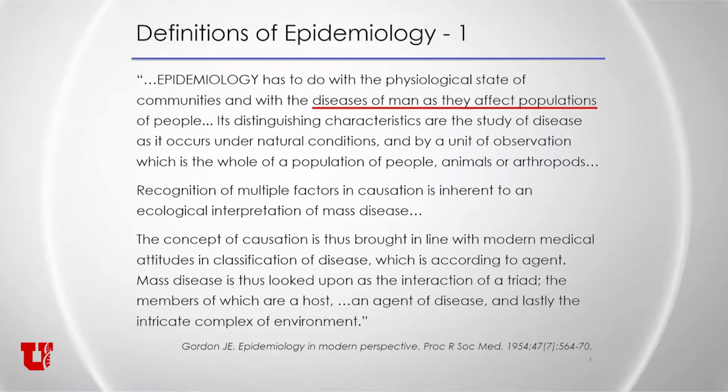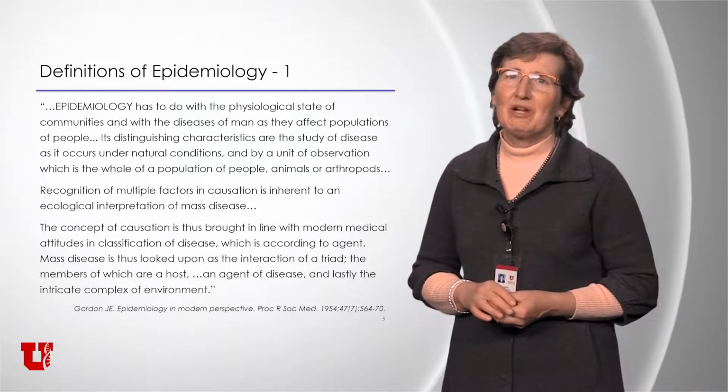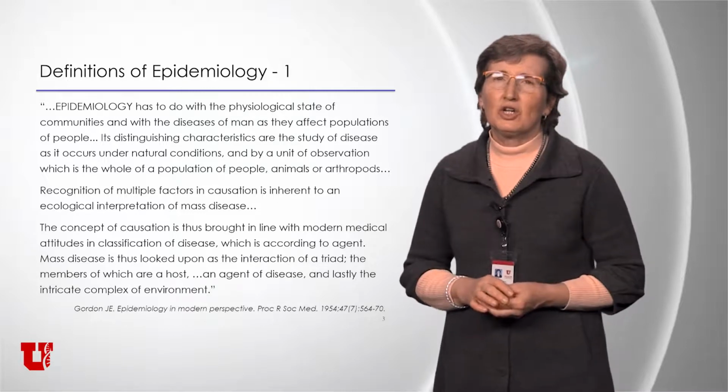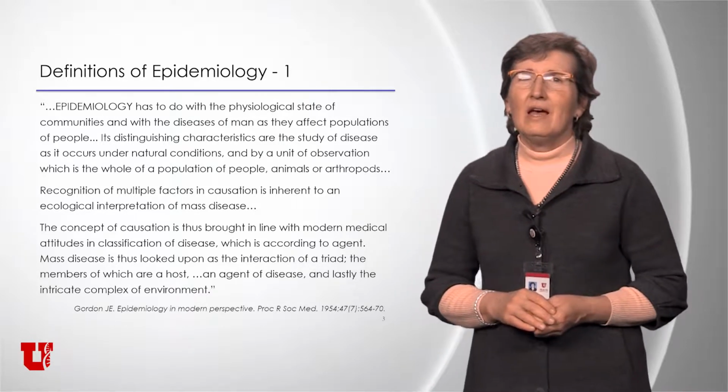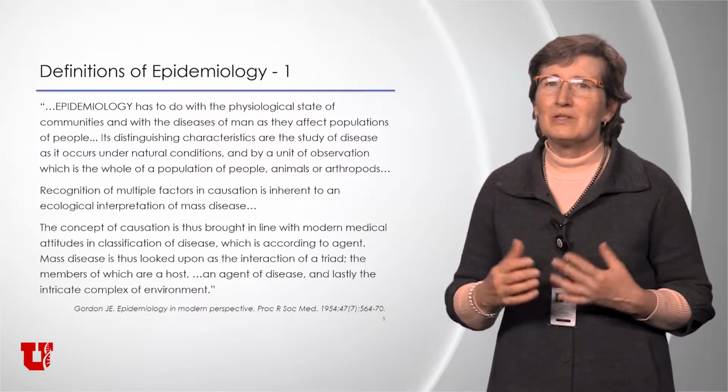He goes on to say that its distinguishing characteristics are the study of disease as it occurs under natural conditions and by a unit of observation, which is the whole population of people, animals, or arthropods. So two interesting things there that I want us to think about is where he says it occurs under natural conditions. And I think he's just contrasting that to experimental.